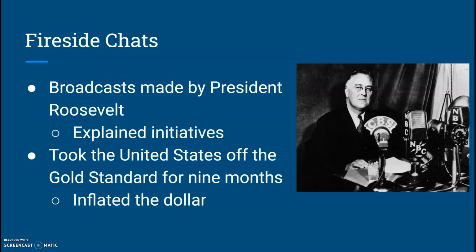These fireside chats, where President Roosevelt explained these initiatives, were made by the president. More people had radios at this point in time than had anything else in the entire world. More people in the United States had radios than they had refrigerators. He decides to take the United States off the gold standard for 9 months to inflate the dollar, make the dollar actually worth less so that if you have more of it, you can still keep your purchasing power up.